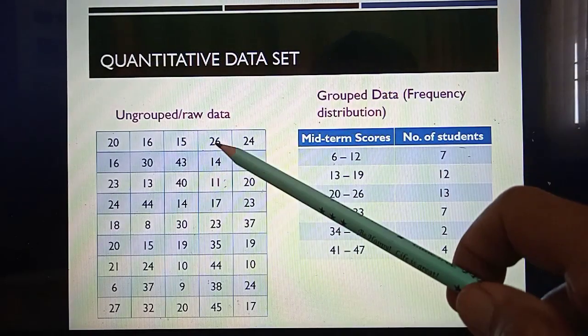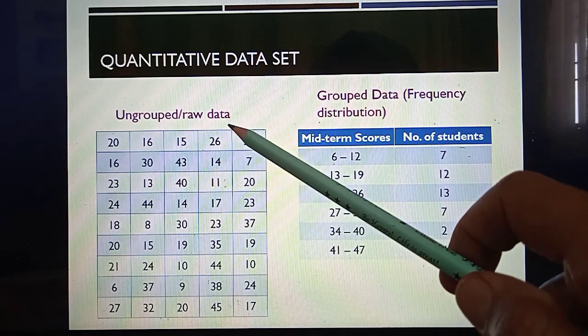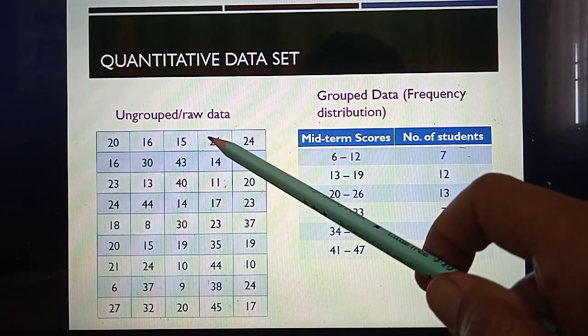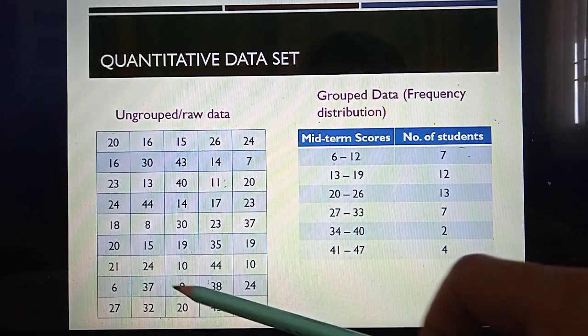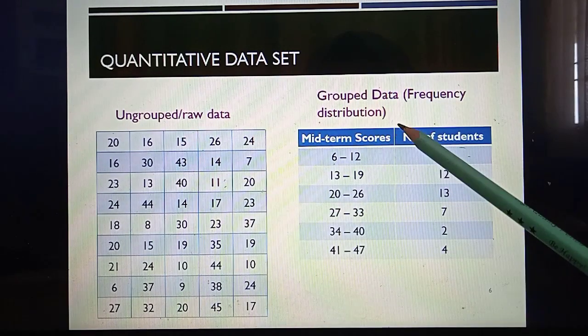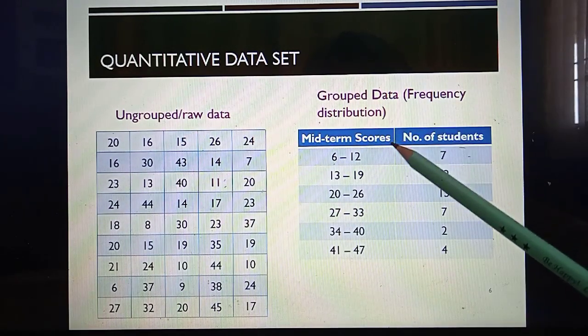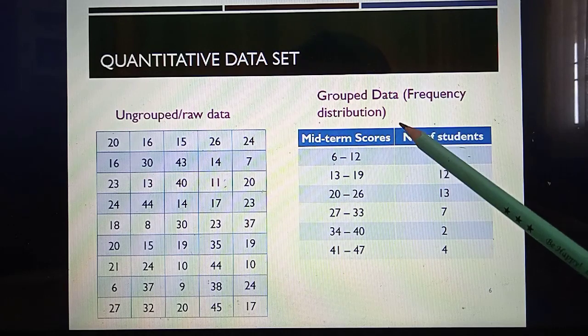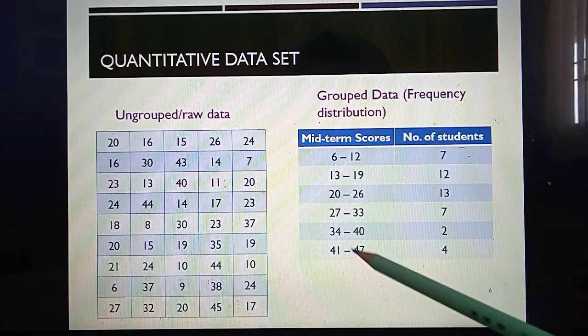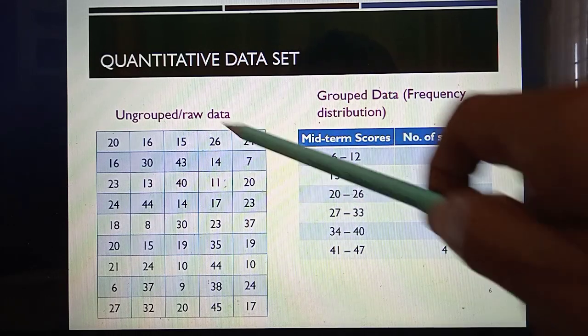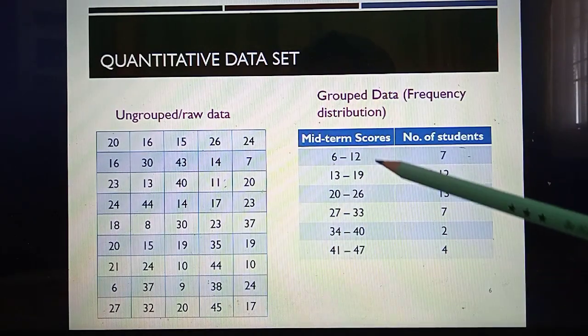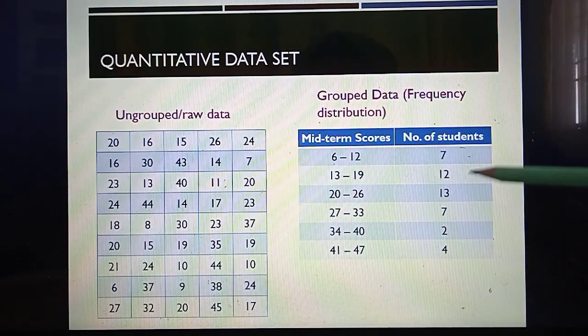So earlier we have learned about group and ungrouped data set. Our raw data or ungrouped data set will be something like this, and group data which can be represented by frequency distribution can be represented in this form. From ungrouped data we transform it into group data.